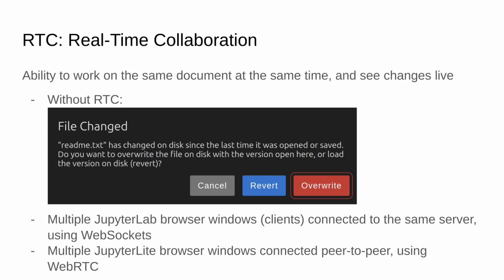So with Jupyter without RTC, you probably have seen this pop-up window that appears when two users work on the same document, basically making it impossible to do so. But in JupyterLab with RTC, you can have multiple windows connected to the same server. In this case, it's using WebSockets, and it also works in JupyterLite. In this case, users are connected peer-to-peer using WebRTC.